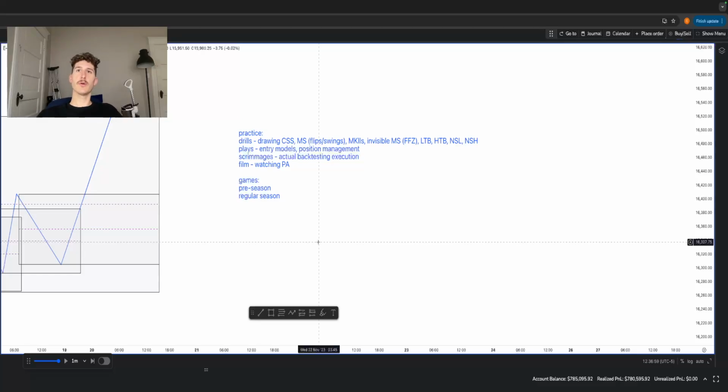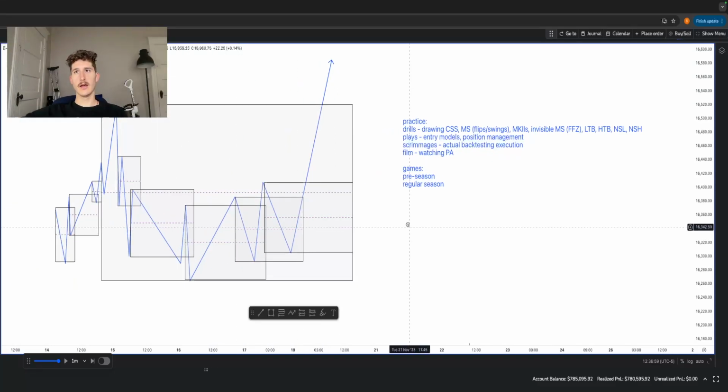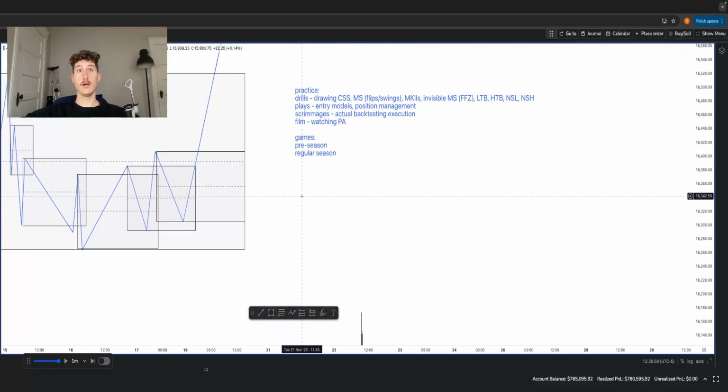You can also do a little practice of position management on your scrimmages as well, obviously. Moving your stop loss into profit, and things like that is going to be very helpful for you as well.